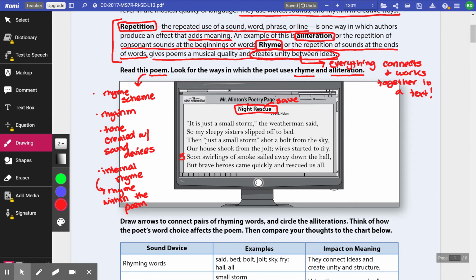Next I'm going to go ahead and find my rhyme scheme. We've practiced this, but let's work through it again. We know that we have to look at the last word of every line of the poem.